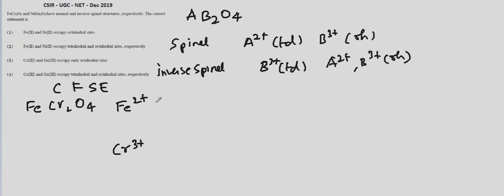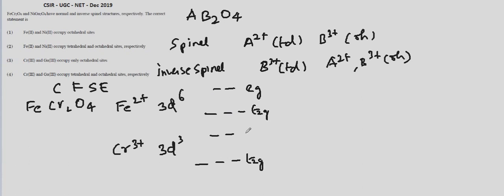The d shell electronic configuration for Fe2+ is 3d6 and for Cr3+ is 3d3. So we know that the d energy level undergoes splitting when they form a complex. For an octahedral splitting, it gives rise to t2g and eg energy levels. Likewise, we are drawing the same for Cr3+, t2g and eg. So we are going to fill up the electrons. 1, 2, 3, 4, 5.